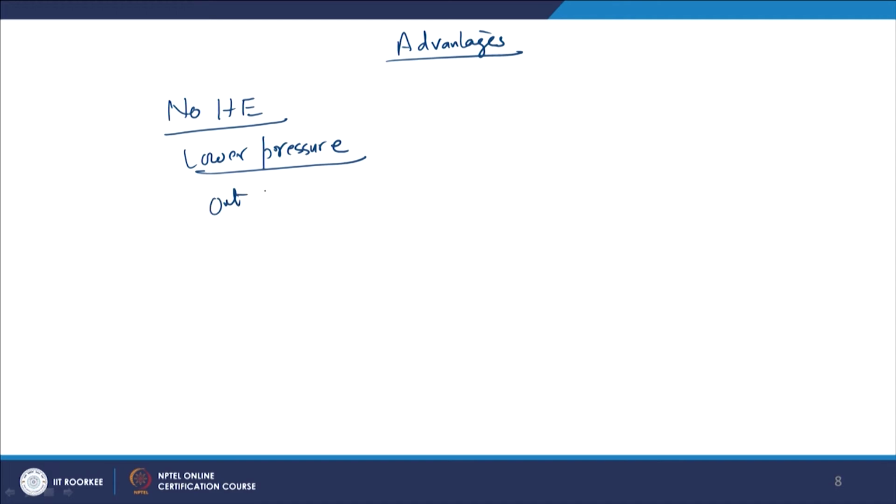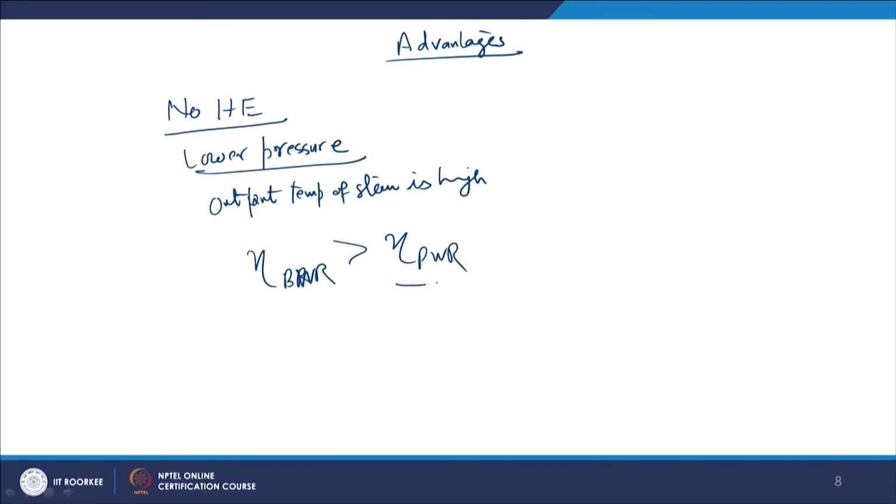Output temperature of steam is high. Because inlet temperature is high, so definitely output temperature is also high, relatively high. So, the efficiency of this boiling water reactor is greater than the efficiency of pressurized water reactor, right. But there are certain disadvantages also. First of all, disadvantages.